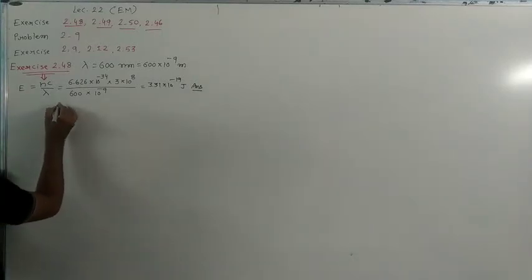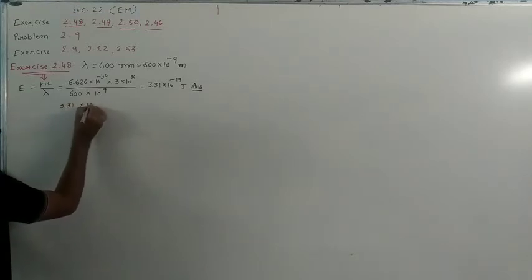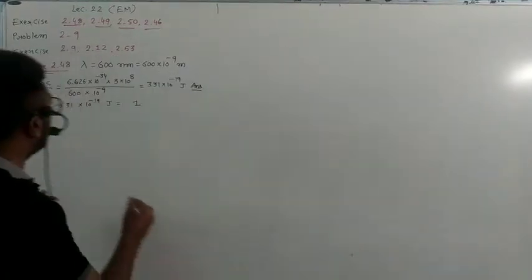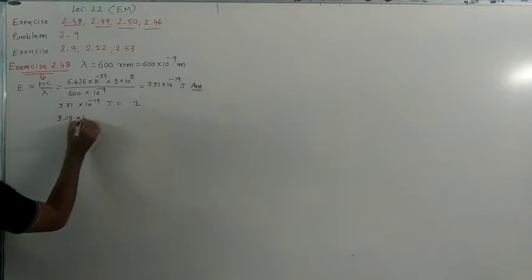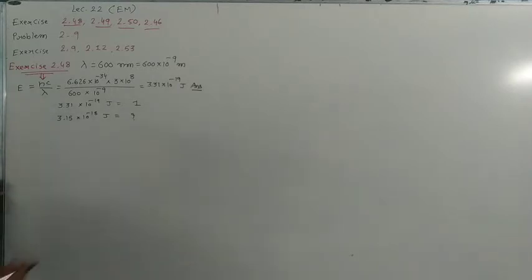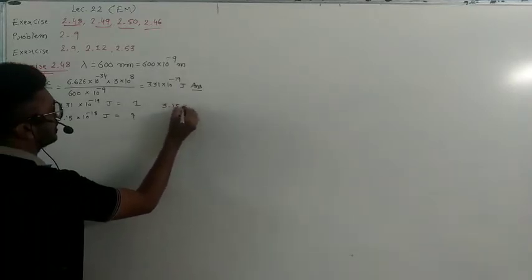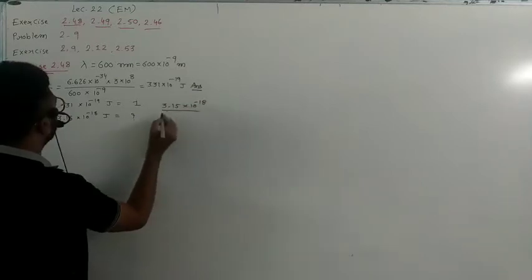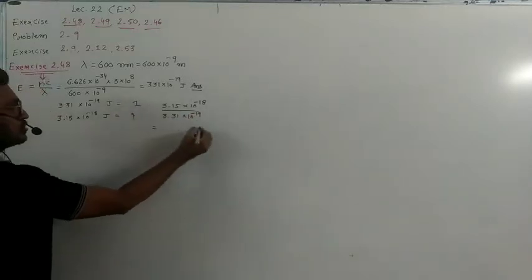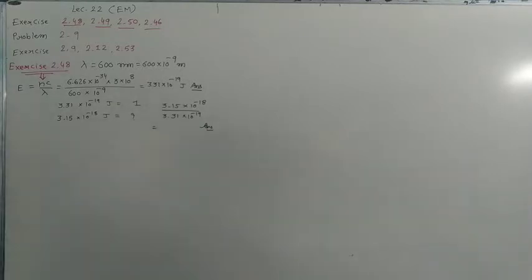Just tell this answer. Now, number of photons: 3.31 into 10 raised to minus 19 joule is equal to 1 photon. Then 3.15 into 10 raised to minus 18 joule is equal to how much? The answer is 3.15 into 10 raised to minus 18 divided by 3.31 into 10 raised to minus 19. The solution is the number of photons obtained from the radiation from the astronomical source. This is exercise 2.48.